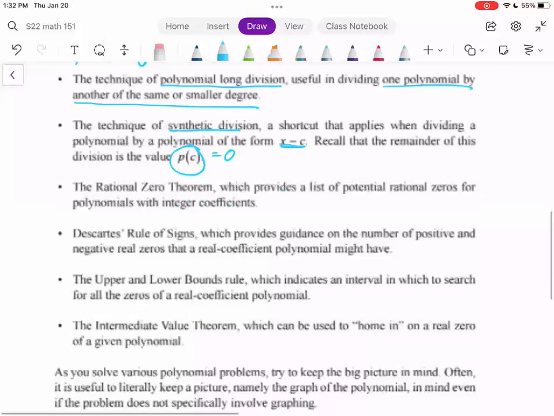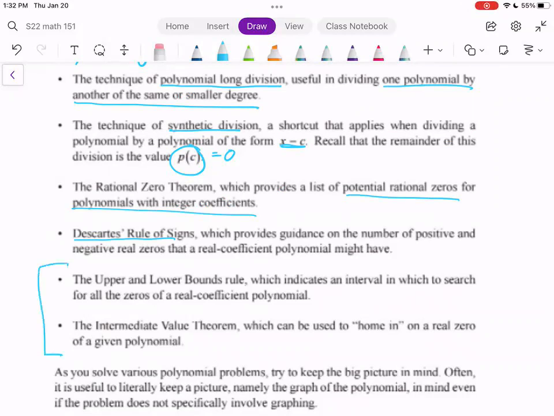The rational zero theorem gives us that list of potential rational zeros. It's still a long list, but it helps us narrow down where to start checking. And then we used Descartes' rule of signs to give us the idea of how many positive and negative real zeros the polynomial might have.